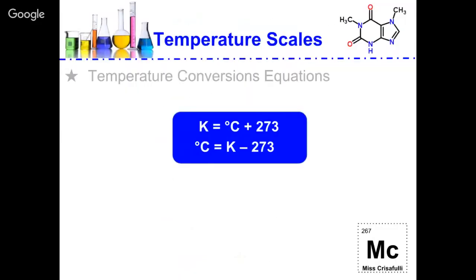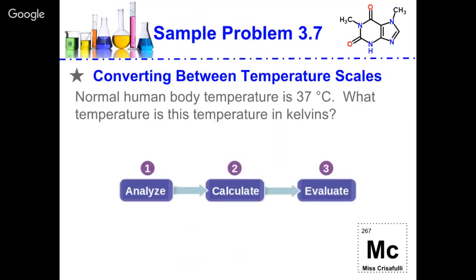There are temperature conversion equations that you need to memorize. Here they are. Kelvin is equal to your Celsius temperature plus 273, and Celsius is equal to your Kelvin temperature minus 273. So we've got equations, so let's try our problem. We're going to convert between these temperature scales. The normal human body temperature is 37 degrees Celsius. What temperature is this in Kelvin?